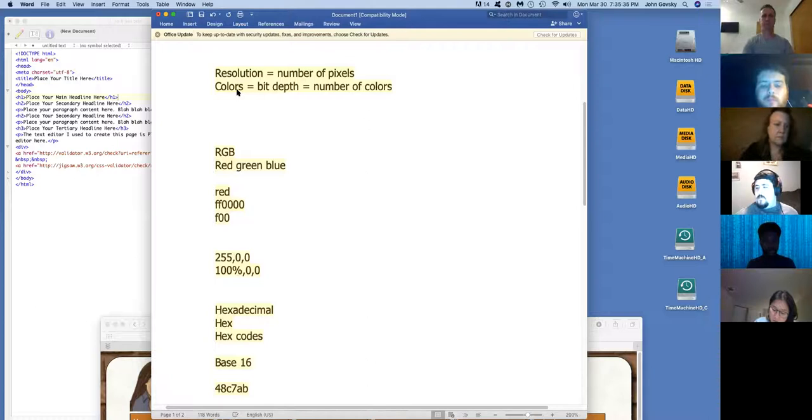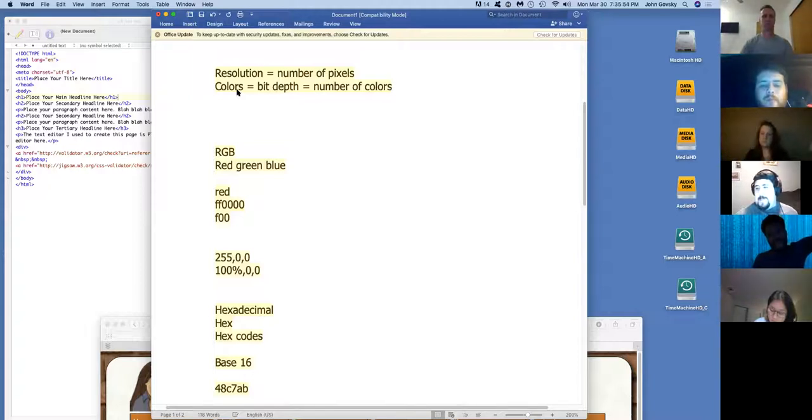Now let's talk about the size for a second. And again, this is different than print. You're not totally in control here. When you print an image, you're totally in control of how big that image looks. But on web, online, users' monitors have different resolutions.